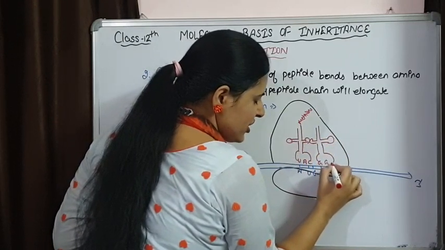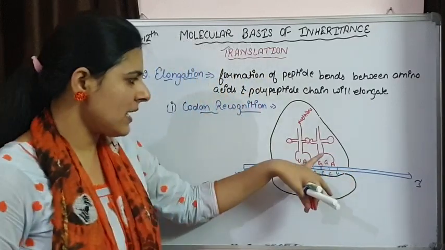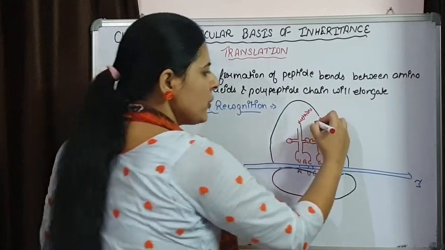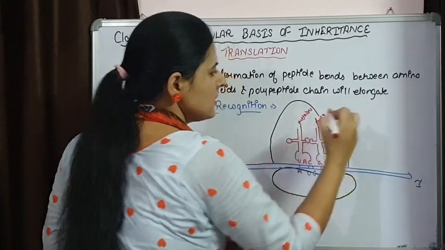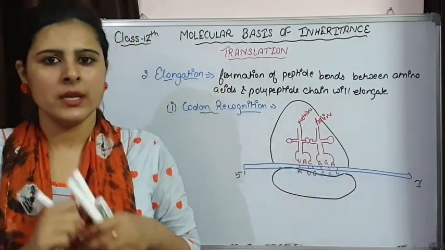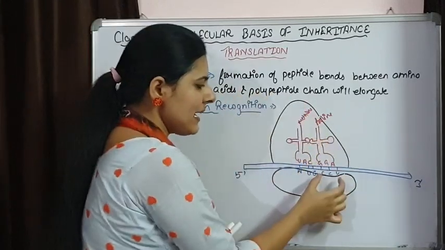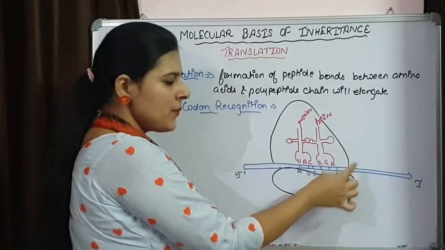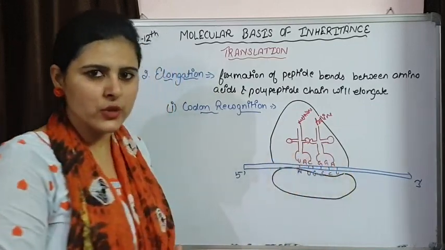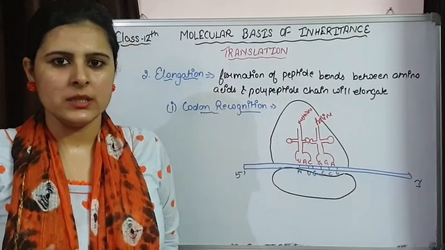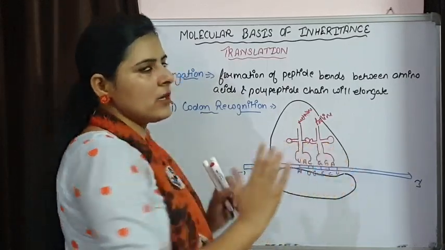It will be GGA. This is the anticodon that will be present for this codon, and an amino acid, say proline, is present over here. So this is codon recognition. This tRNA has recognized this codon because anticodons are present for this codon, and it is going to bring an amino acid. So this is what codon recognition is.